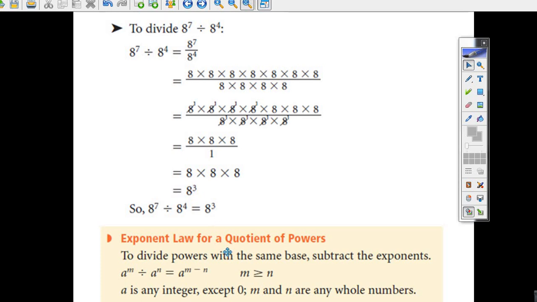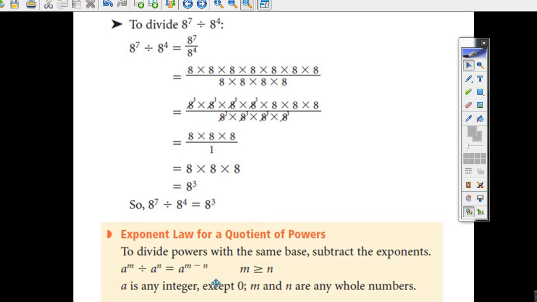But there's a rule you can do, and it says if you divide powers and you've got the same base, all you have to do is write down the base and subtract those little numbers. And you do that usually when m is bigger than n. If you do it when n is bigger, you'll get a negative answer. It's actually right, but it's not so nice. You end up with negative exponents. But when you divide powers at the same base, you write down the base and you subtract the exponents. And a is any integer, but you can't use 0, and m and n are whole numbers.